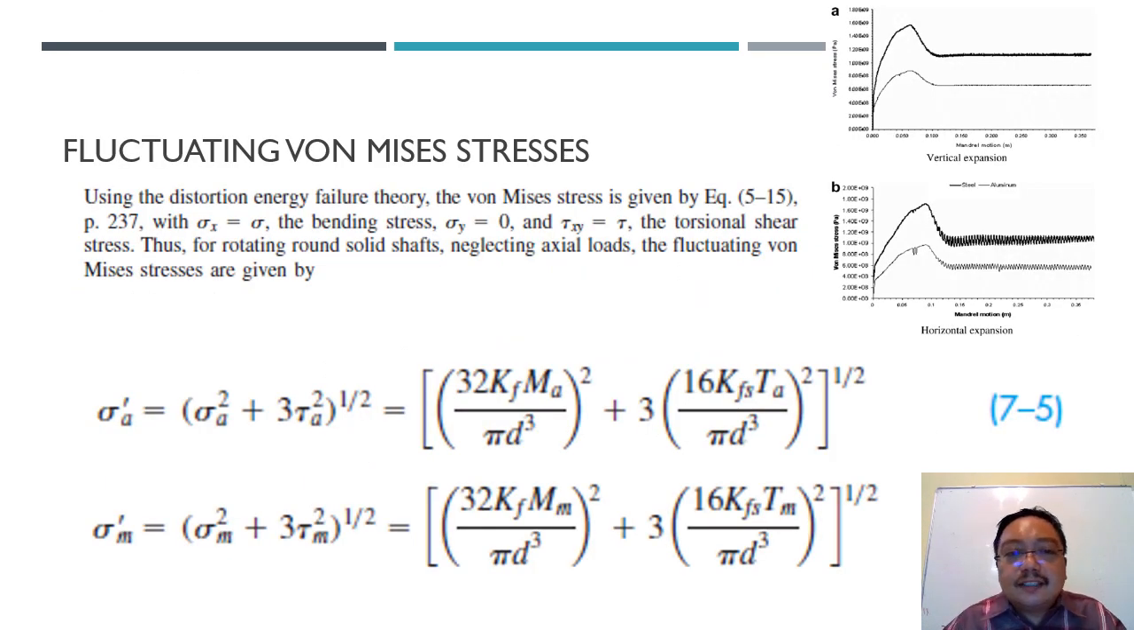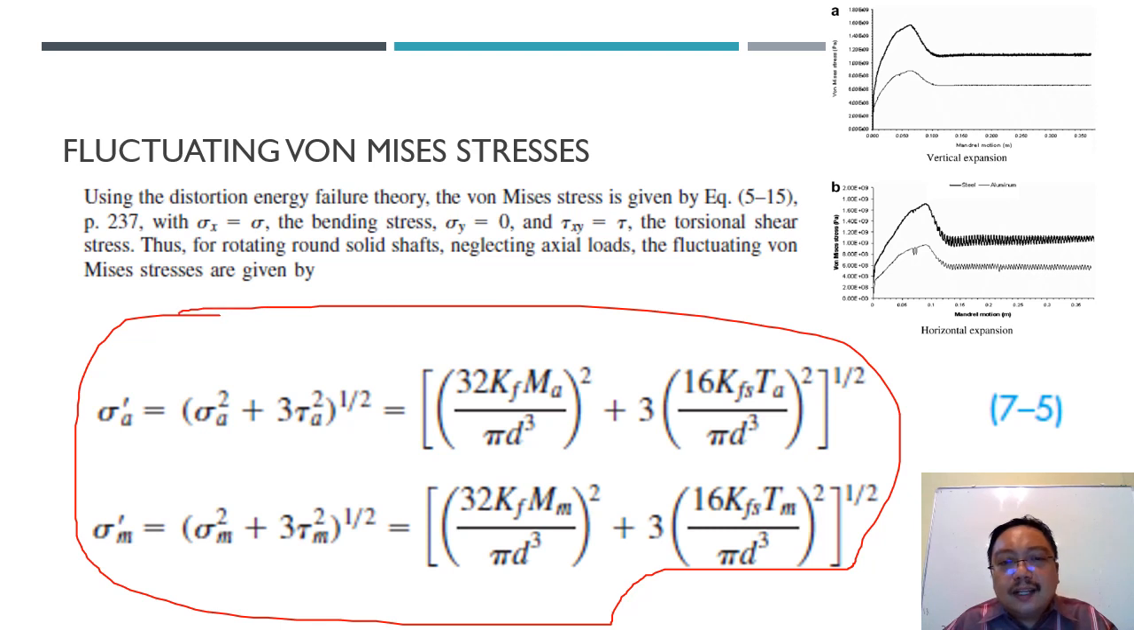Okay, students, I will read this statement first, then I will explain. The fluctuating von Mises stress. Using the distortion energy failure theory, the von Mises stress is given by equation 5-15, page 237, with axial stress, bending stress is 0, and the torsion xy equals the torsional shear stress. Thus, for a rotating round solid shaft neglecting the axial loads, the fluctuating von Mises stress is given by this equation. So what does this statement mean?